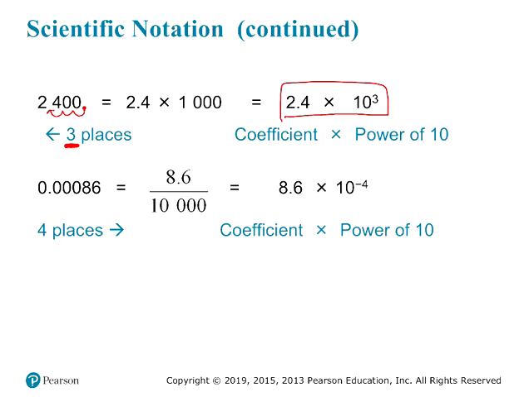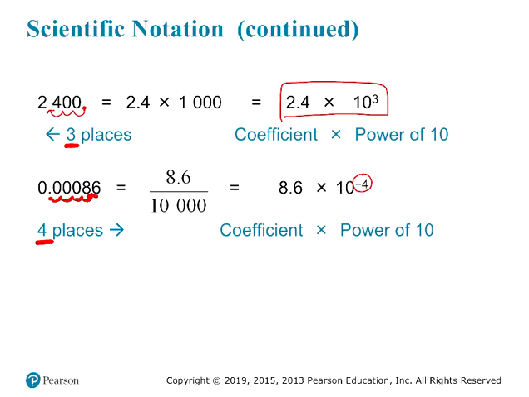Now, what if we have a small number like 0.00086? In this case, we have to move the decimal place 1, 2, 3, 4 times in order to get to a coefficient that's in between 1 and 10, 8.6. So if we have to move the decimal place 4 places, that means the power of 10 should be 4, except in this case we have a really small number. So actually, the power of 10 will be negative.